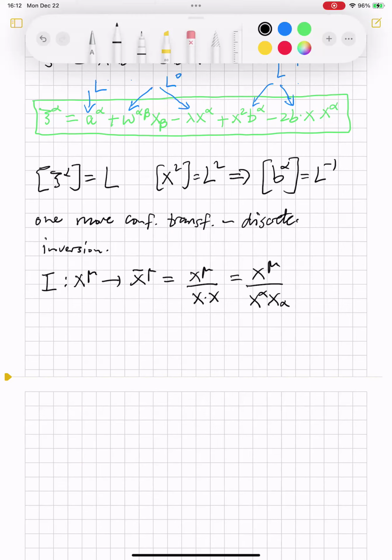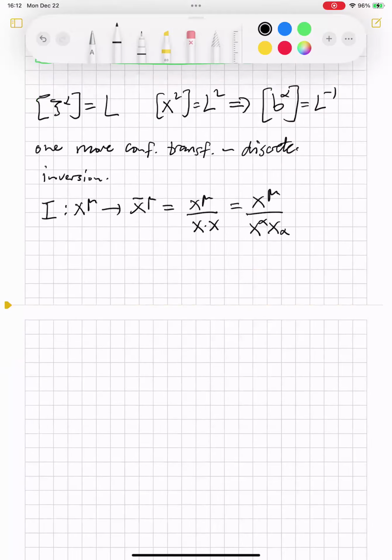Let's see if this really is a conformal transformation. So if it is a conformal transformation, well, we know what equation it has to satisfy. Eta mu nu dx tilde mu dx alpha dx tilde nu dx beta should just be some scaled version.